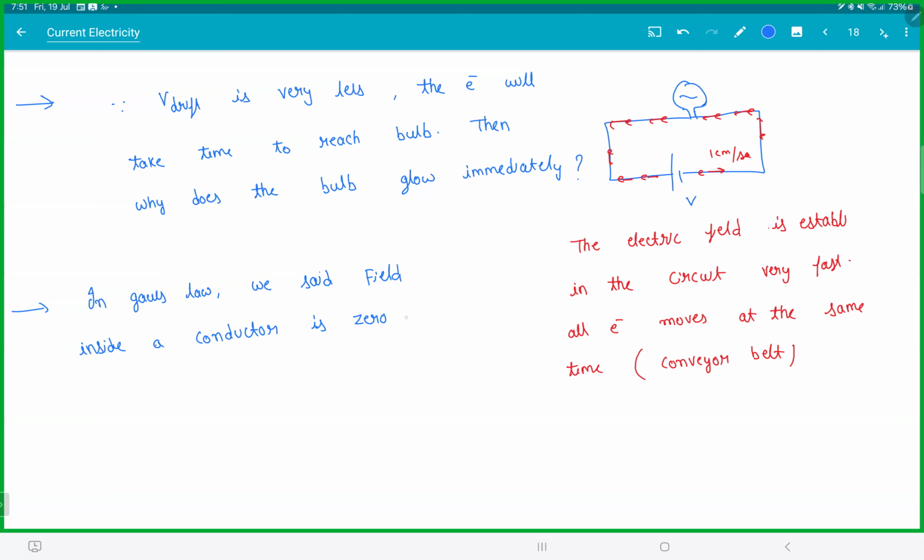That is because I didn't write the full statement. We said the field inside a conductor is 0 due to static charge distributions. Here there are no static charges. The battery is a thing which is continuously pushing you around. Basically, the system is trying to reach an equilibrium, but the battery is continuously disturbing it.